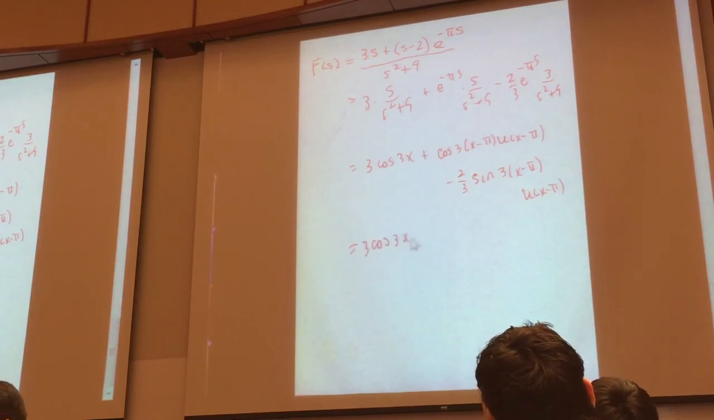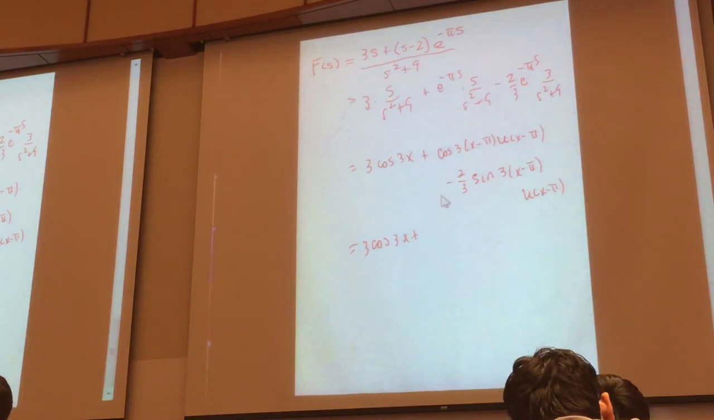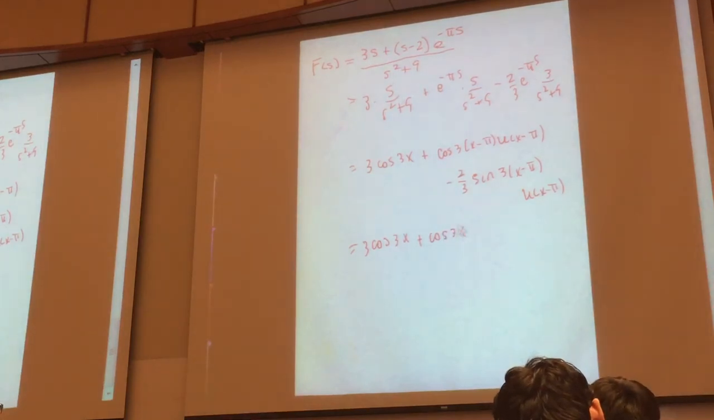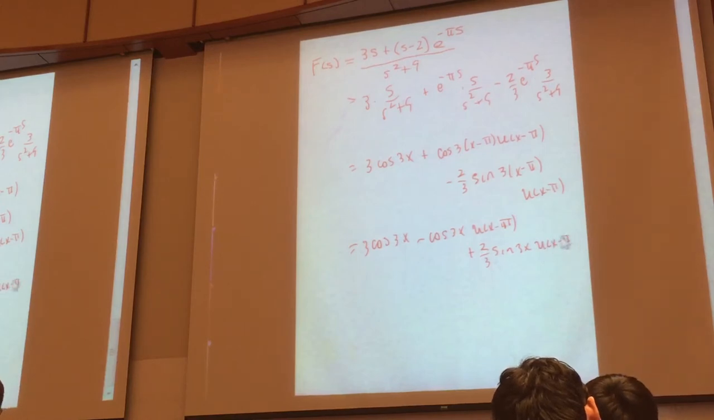3 cosine 3x plus cosine 3x minus 3 pi is going to be a minus cosine 3x, I believe. Cosine of 3 pi is minus 1, times the plus 1, sorry, plus 1 is a minus, u of x minus pi. And then sine 3x minus 3 pi is sine 3x, sine 3 pi. So this will be plus 2/3 sine 3x u of x minus pi.